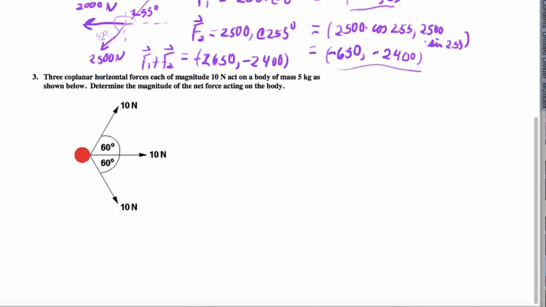Take a look at question number 3. So let's just take a look here. We've got these 3 vectors, and we want to figure out what the resultant force is. I'll call this F1, I'll call this F2, and I'll call this F3.